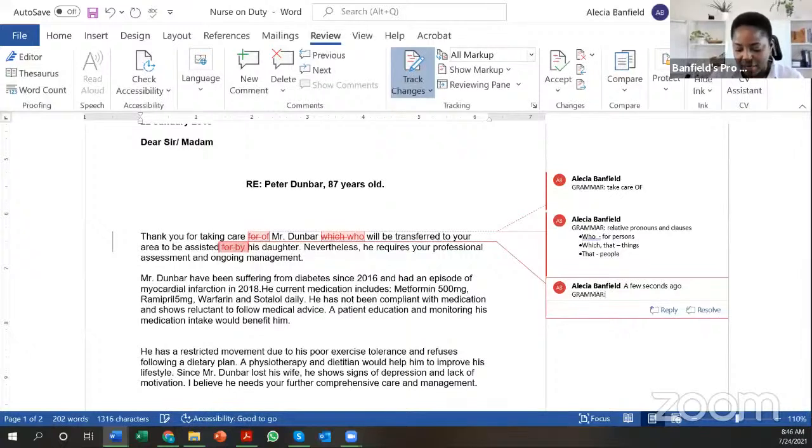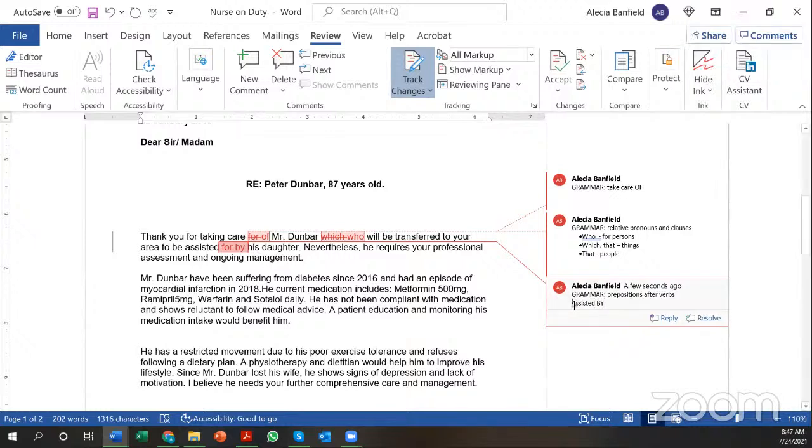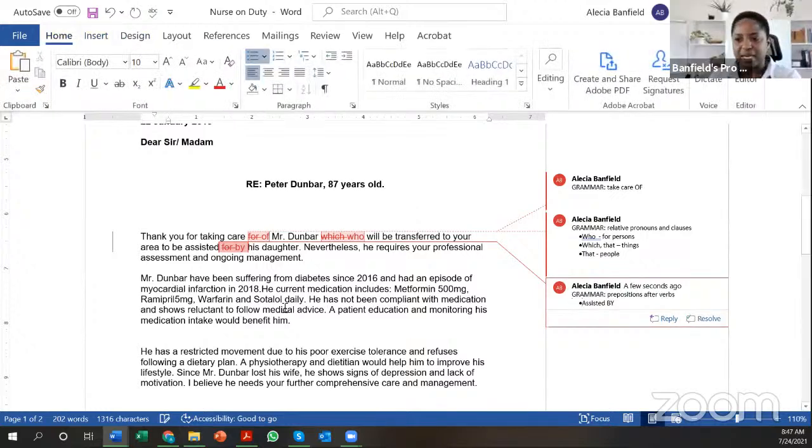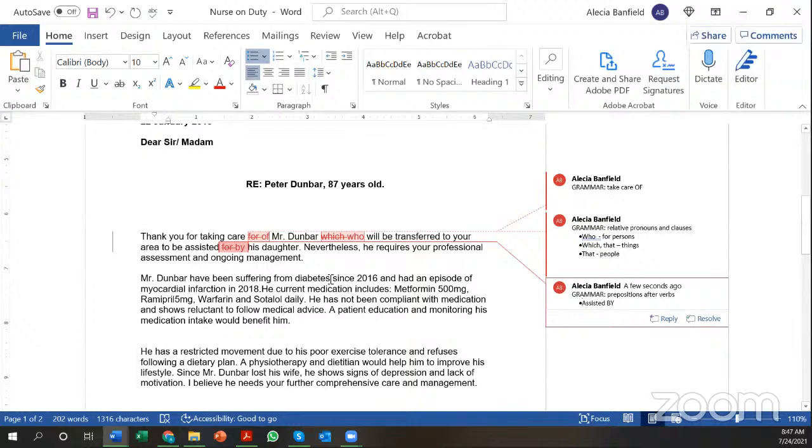So grammar here, and if you're looking for a topic to do some exercises, it's called prepositions after verbs. If you Google that, you'll find those exercises. And again, this is another collocation. Say assisted by. To be assisted by his daughter. Assisted by. Good. Assisted by.